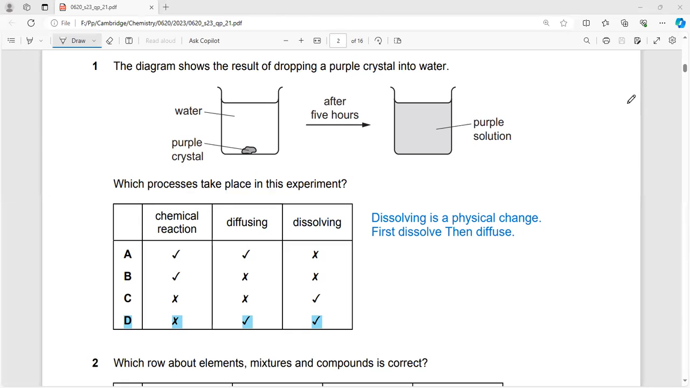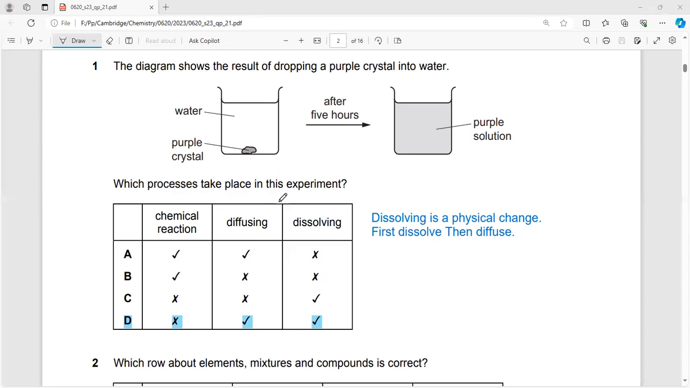Question number 1. The diagram shows the result of dropping a purple crystal into the water. So we can see after 5 hours, this crystal, first it is dissolving, and then it is diffusing from a high concentration to the low concentration, and it's making a homogeneous solution here. So dissolving is not a chemical reaction, it is a physical process.